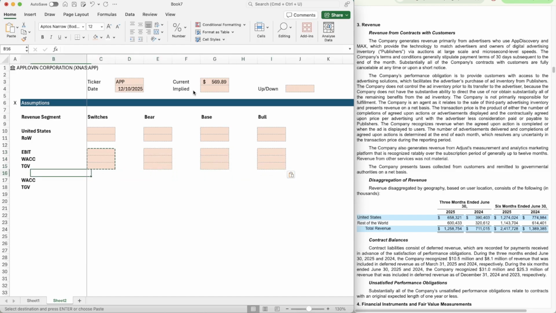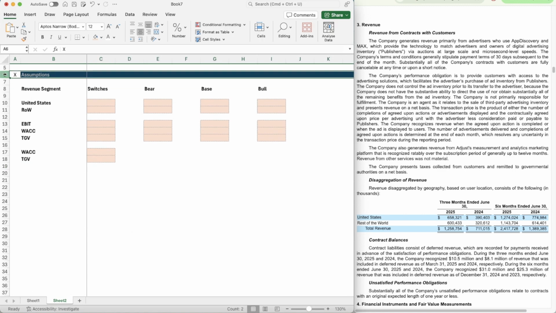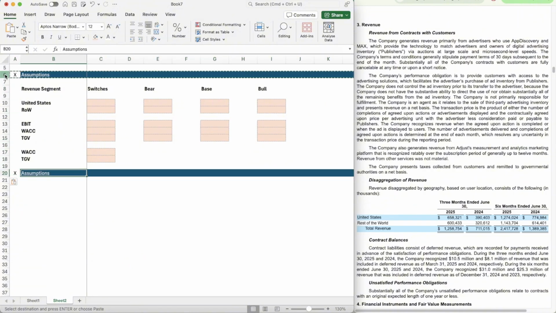Being able to do it in just the US and the rest of the world as segments makes it a bit easier, and it will help when we work out our equity risk premium for the company later on. So yeah, let's do it. Let's go to the income statement.